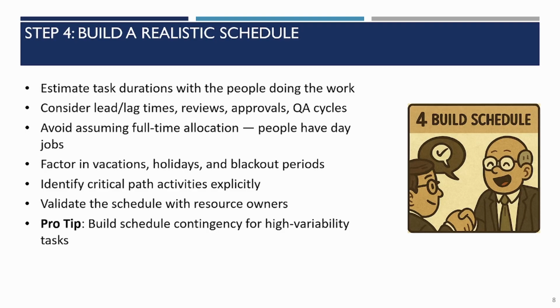You want to avoid assuming full-time allocation. Most people on projects have 10 other jobs to do. So when you build the schedule, you have to consider how long it takes somebody to do something. If it's a 40-hour activity, and by the way, this is the difference between effort and duration, if the effort is 40 hours but somebody's only working a quarter of their time, so 10 hours a week on the project, that's a 4-week activity for them. So you really have to take into account people's allocations. And then you've got to think about vacations and holidays and things like that so that you're not scheduling over them.